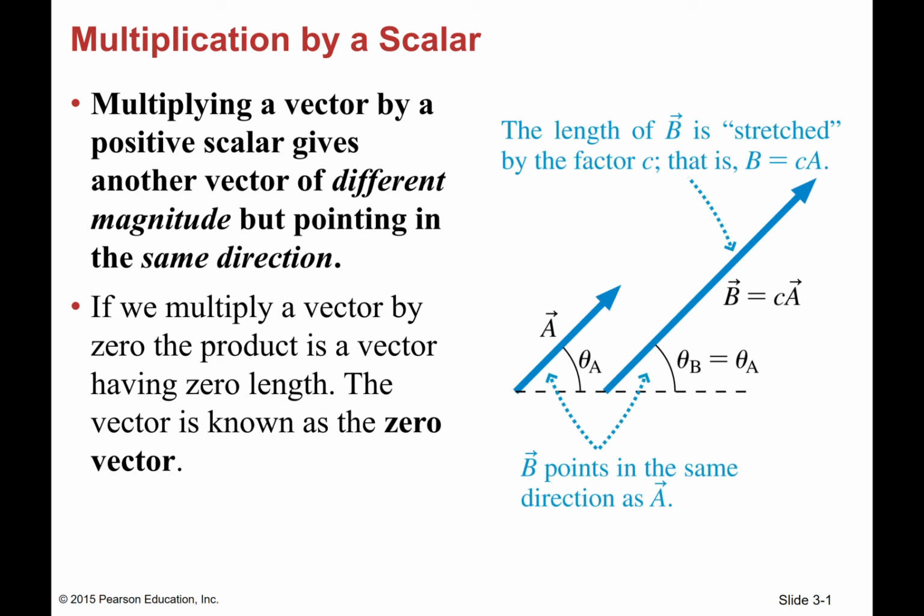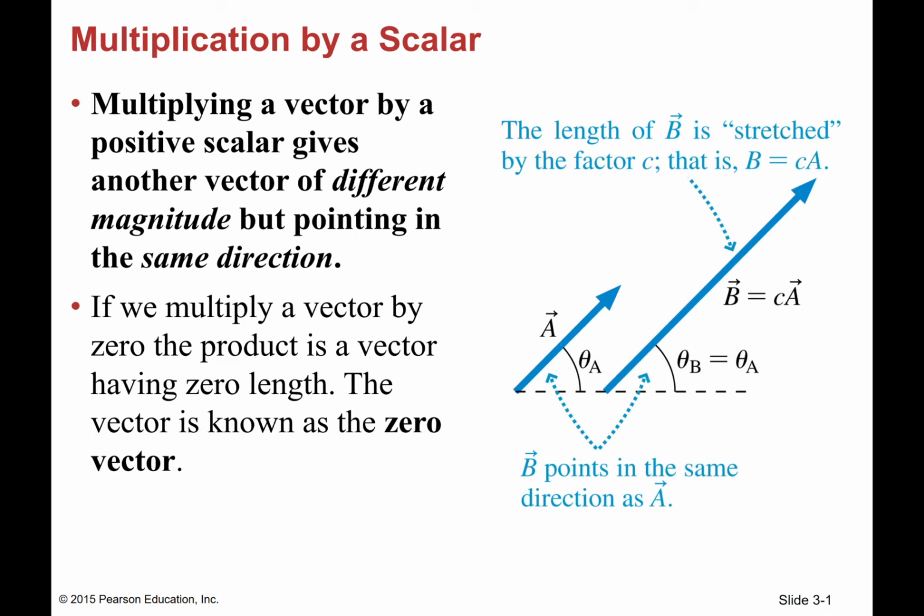Another operation that we can do with vectors is multiplication by a scalar. What that is basically, you take a vector and multiply it by a scalar, say 2, and what you get is a vector that has the same direction but is twice as long. So multiplication by a scalar changes the length of the vector. It may stretch the vector, it may shrink the vector, even change direction. That's what the multiplication does.